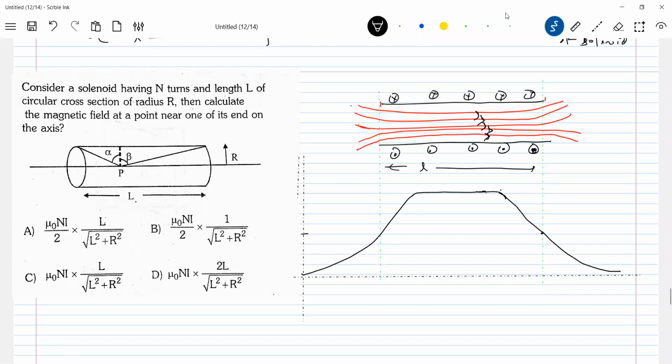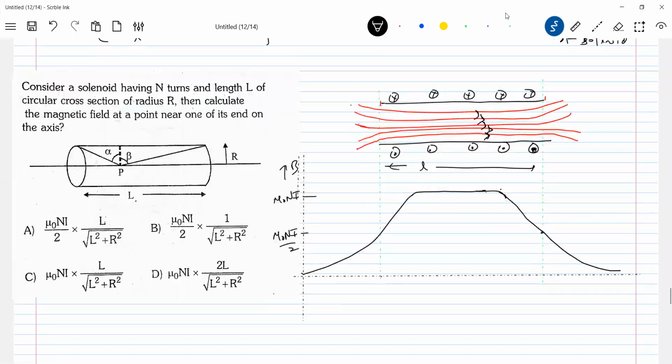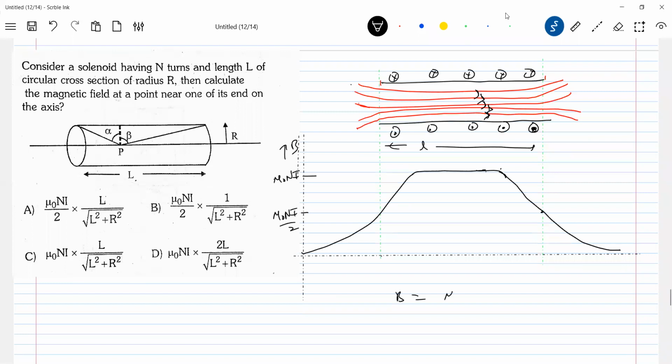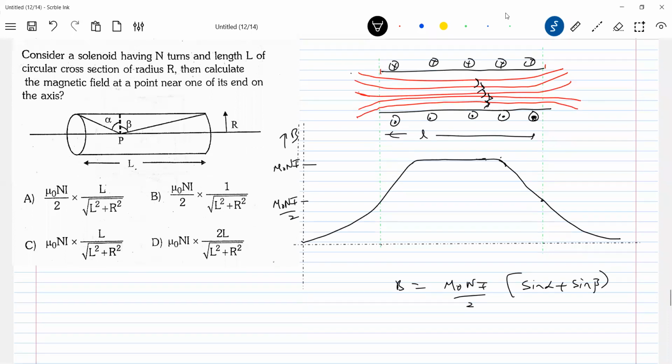Here at the ends it will be mu naught Ni by 2, and inside it will be mu naught Ni. So how can you say mu naught Ni? Put alpha, beta. The formula is B equal to mu naught Ni by 2 (sin alpha plus sin beta). For a long solenoid, alpha and beta will be pi by 2, so therefore the field will become mu naught Ni.